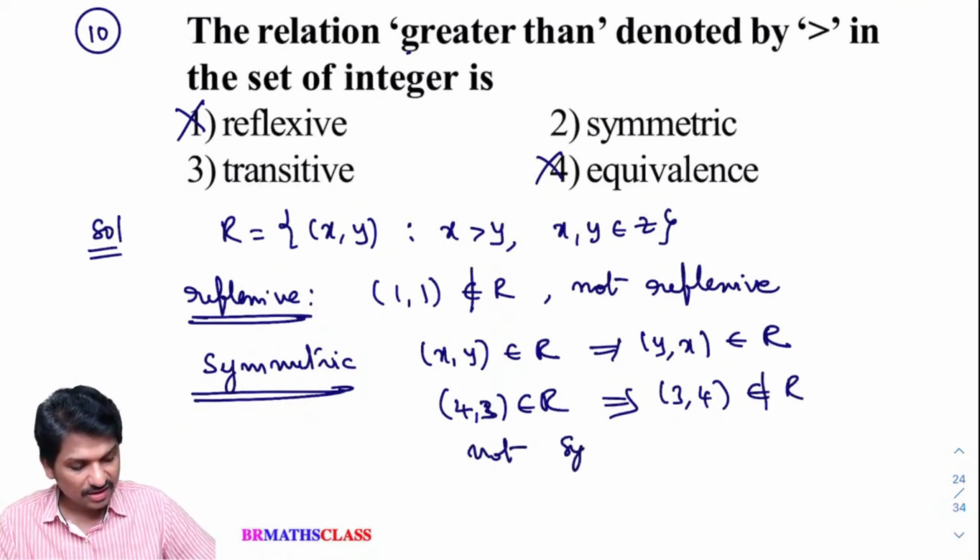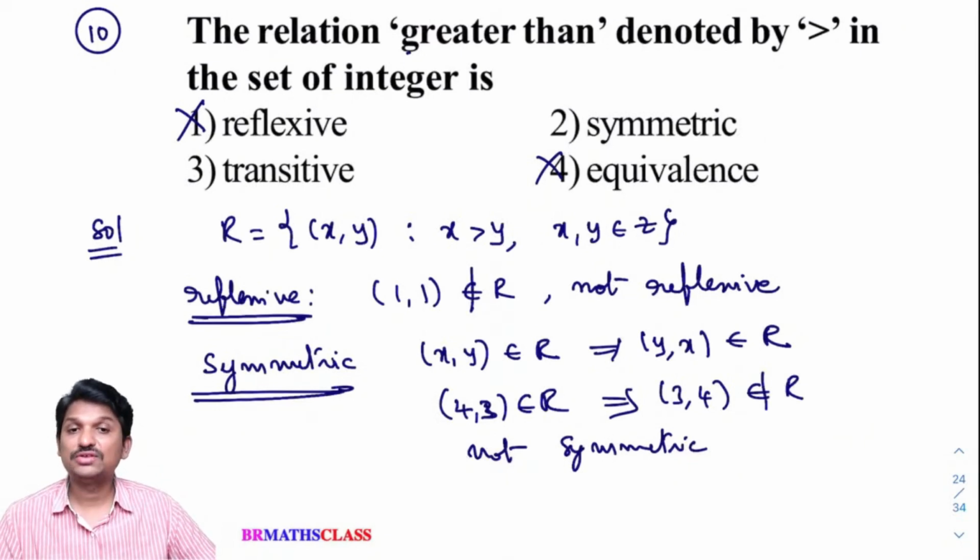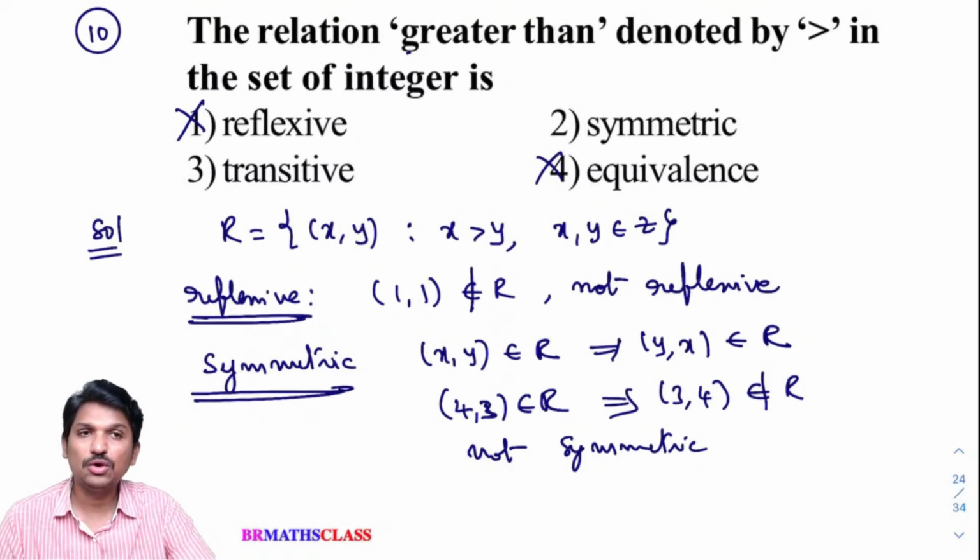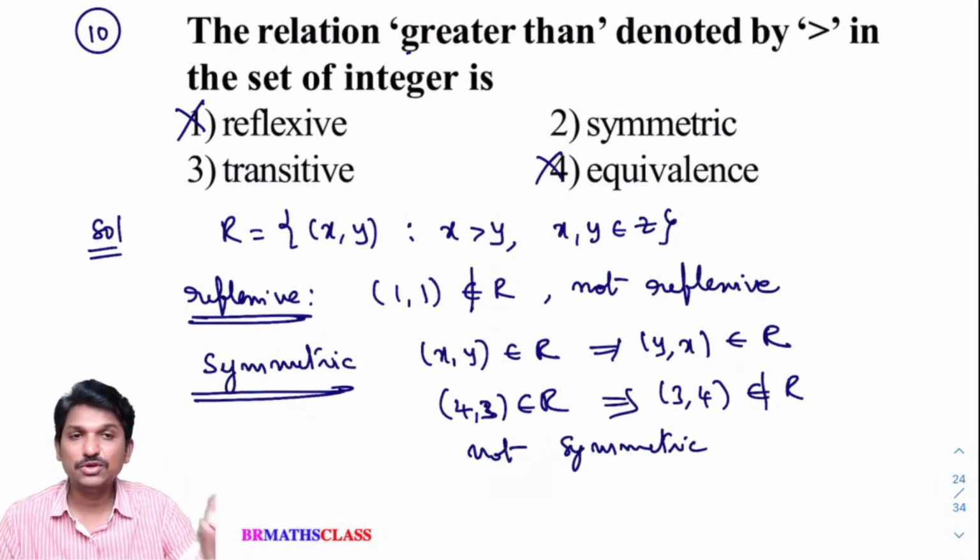To say it is not symmetric, giving one example is enough. When you are saying it is not reflexive, if you can find one counter example, it is enough. Because of this reason, this is not symmetric. Because of this reason, this is not reflexive. You give one counter example to say not reflexive, not symmetric, not transitive.